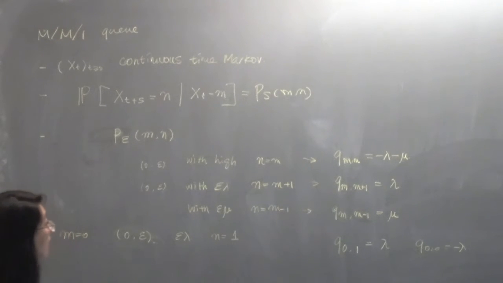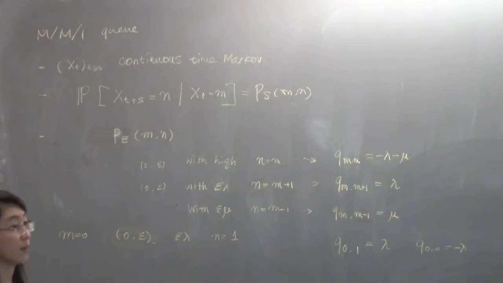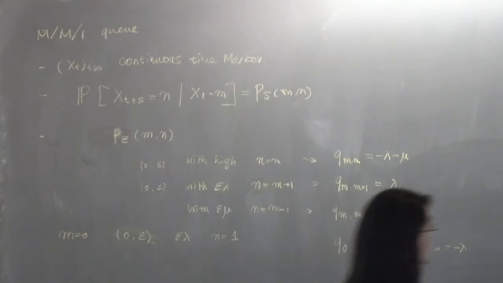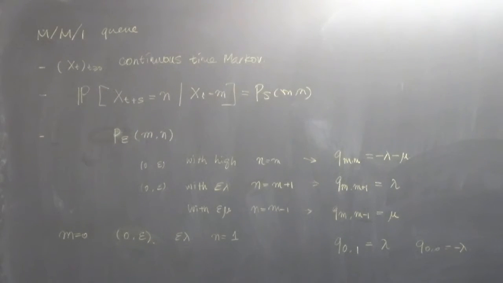So this is how we get the generator of this MM1 queue. More will be discussed for this MM1 queue in the last lecture's recitation. Okay, is there any question?